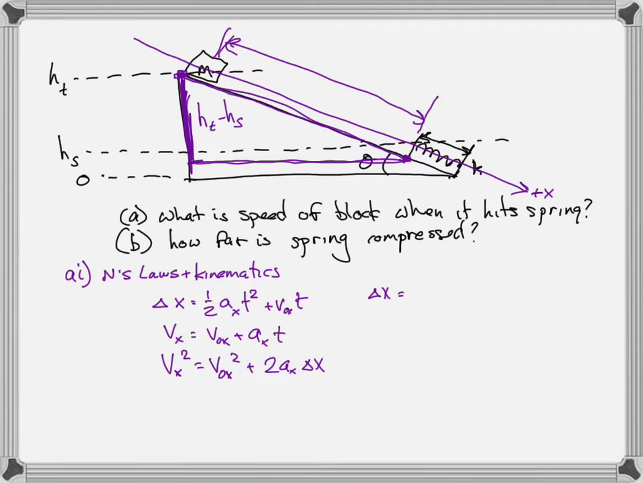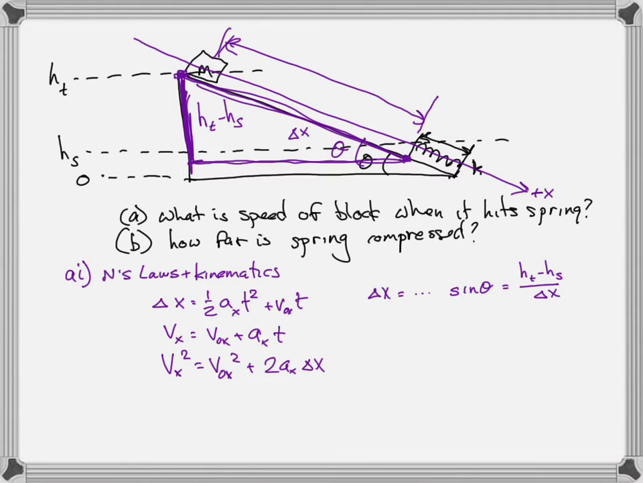This length here, the hypotenuse of the triangle, is delta x. And this angle here is theta. That's a little messy, I apologize. But delta x is given by, let me write this down, sine theta is equal to ht minus hs divided by delta x, just looking at that triangle.